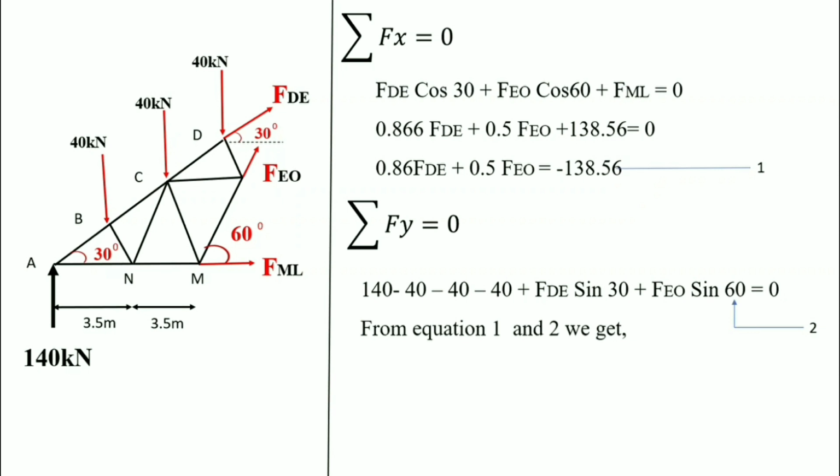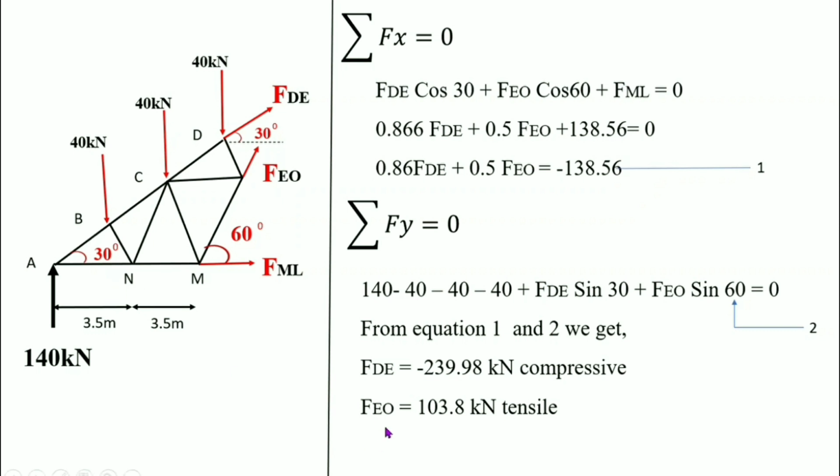Solving equations 1 and 2, we get FDE is equal to minus 239.98 kilonewton. Its minus sign indicates it is a compression member. FEO is equal to 103.8 kilonewton, with a positive sign indicating it's a tension member. We found all the member forces in the question.